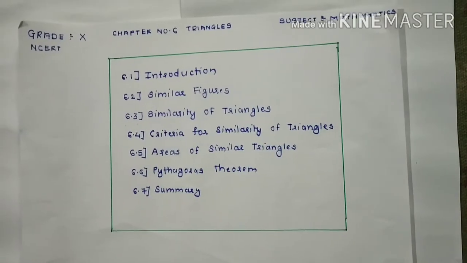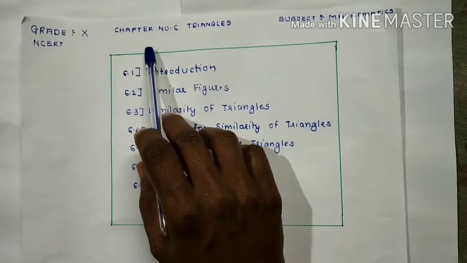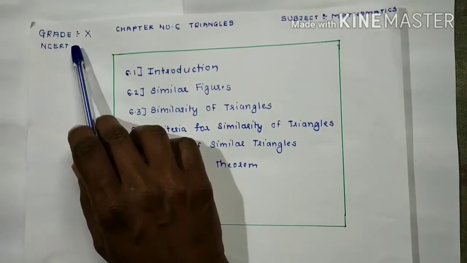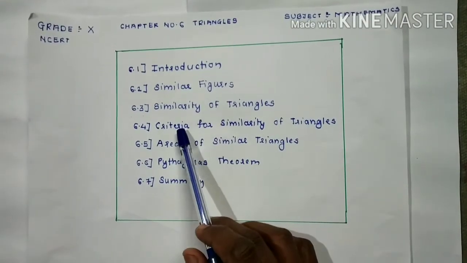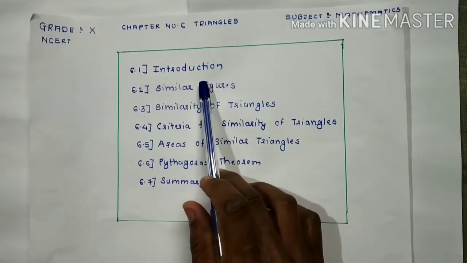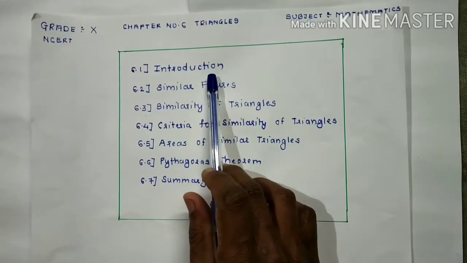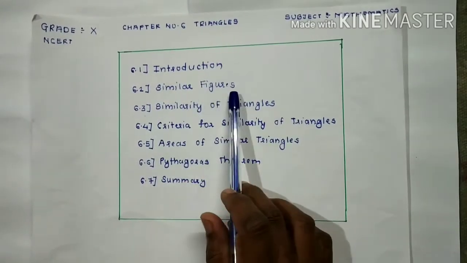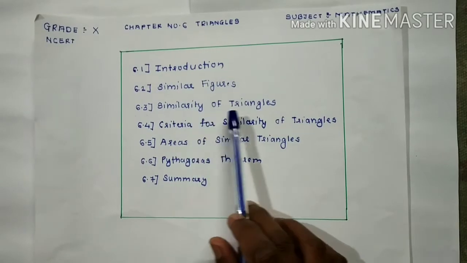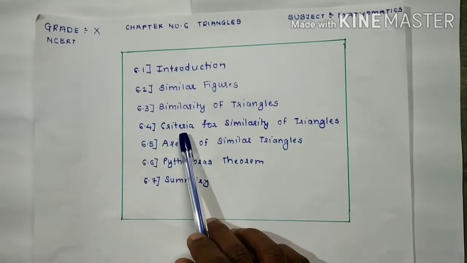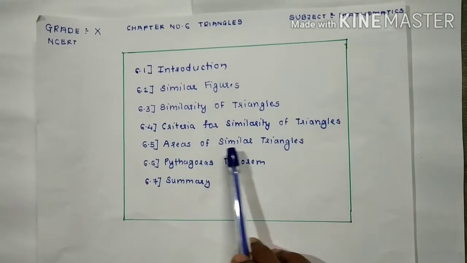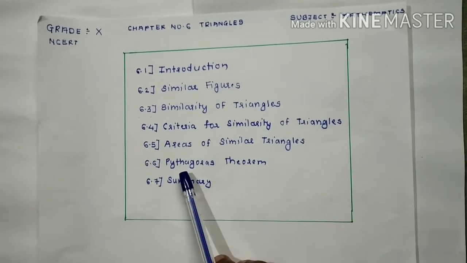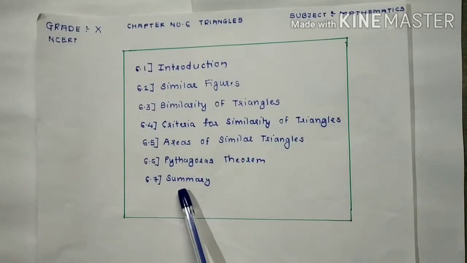In this video, we shall learn a new chapter, that is triangles, standard 10th subject mathematics. In this chapter, we are going to study various subtopics. First one is introduction, second one is similar figures, third similarity of triangles, fourth criteria for similarity of triangles, fifth areas of similar triangles, sixth Pythagoras theorem, and last summary.